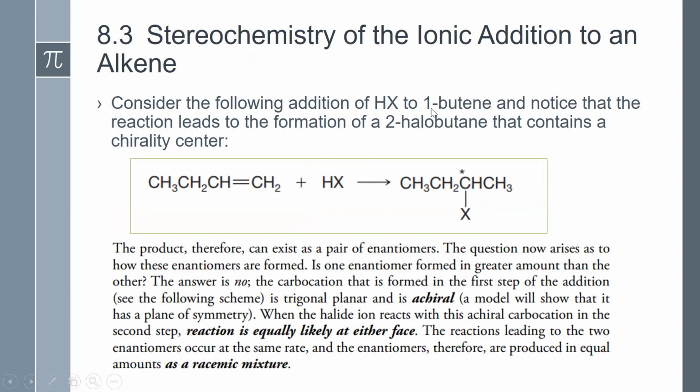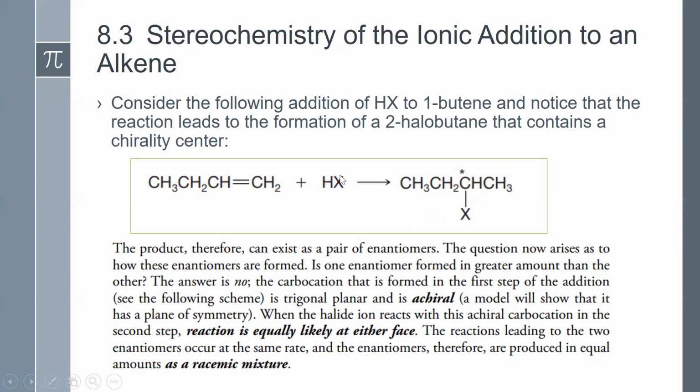Consider, for example, the following addition of HX to 1-butene. If we follow Markovnikov's rule here, the carbon containing the higher number of hydrogens will get the hydrogen. So you have your CH3, and the second carbon from the double bond will get the X. You notice that this carbon, marked with an asterisk, is a chiral center, a stereocenter. This carbon is bonded to four different groups of atoms: hydrogen, CH2CH3, CH3, and the halogen.